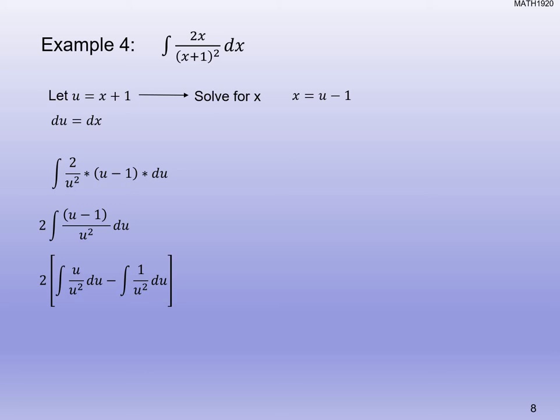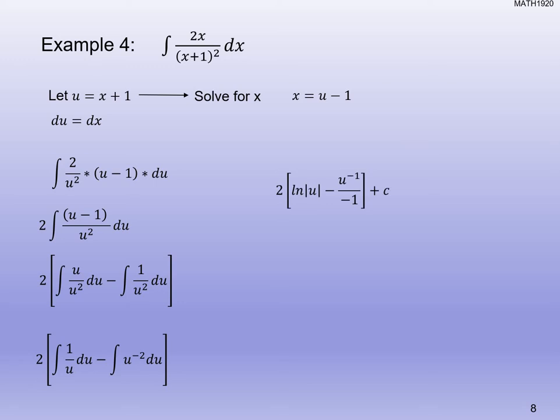Okay, now we simplify and rewrite those integrals so that we can do the integration. The u over u squared becomes 1 over u. Okay, and then we rewrite the 1 over u squared as u to the minus 2. Okay, so this is what we get here. We get 2, okay, times the quantity of the integral of 1 over u du minus the integral of u to the minus 2 du. We know how to do all of these integrals now.